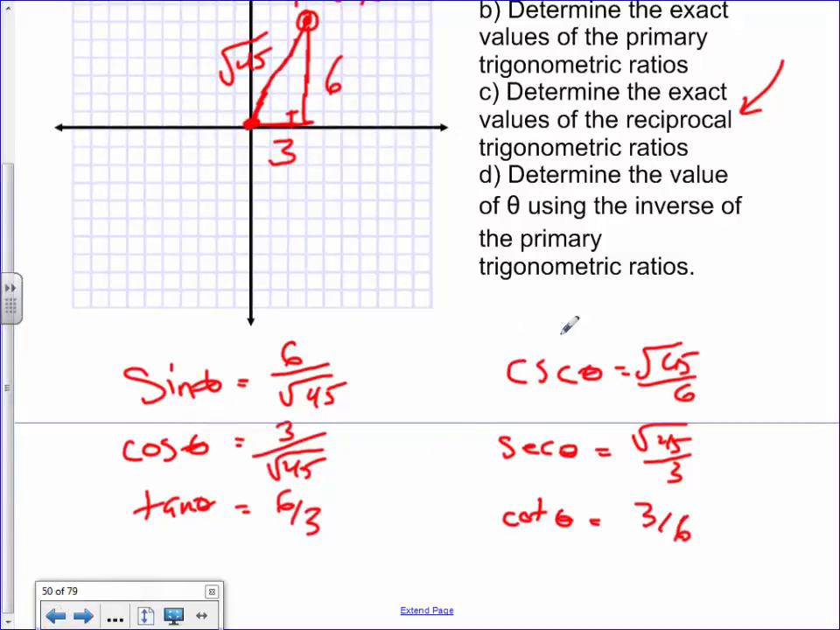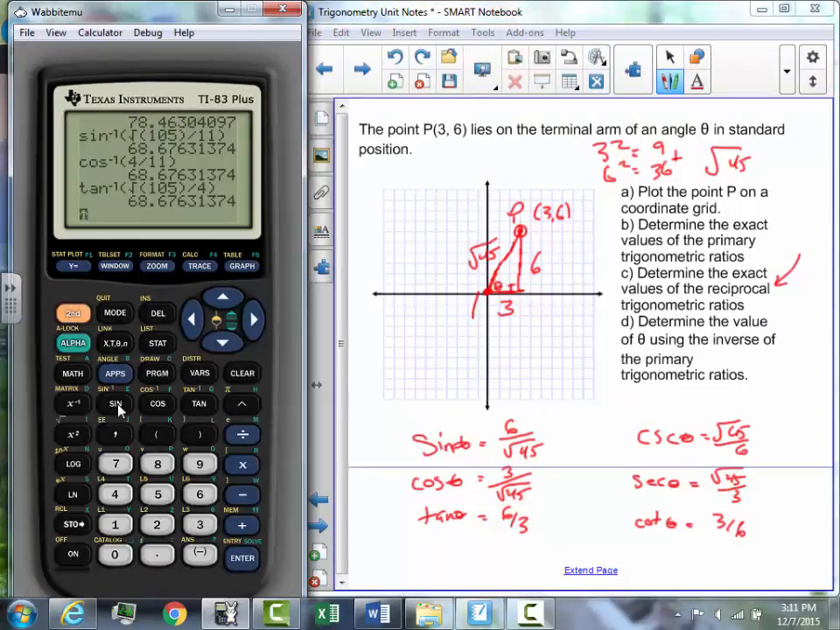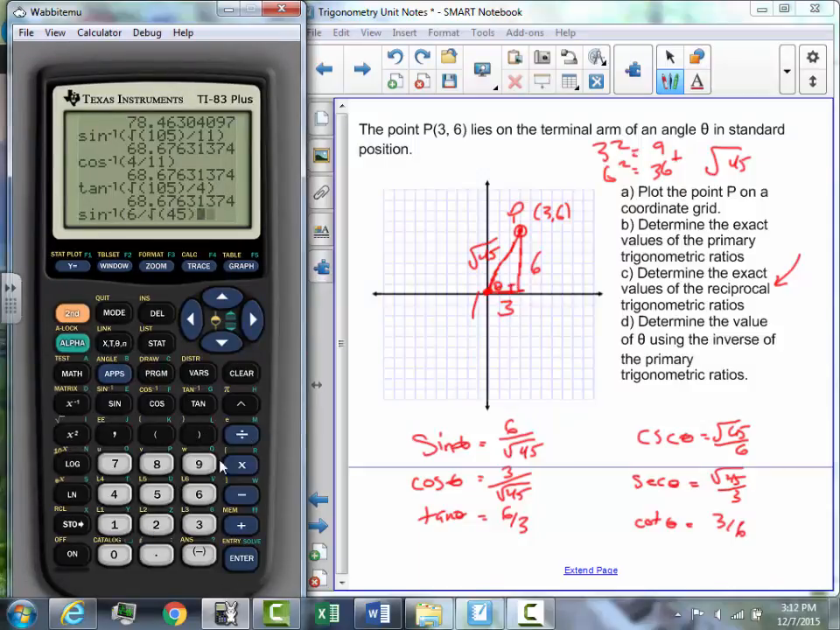Okay, these reciprocal ones, honestly, they have no use. The only reason I want to show you this is so that I have a little bit of a head start next year. They have no purpose, though. I cannot find one. These three right here are useful, though, because we can use any one of them to find the angle, which is part D. Find the angle theta, this little angle sitting right in there. How do I go about finding that? Well, you do the inverse sine of 6 over root 45. There, my angle is apparently 63 degrees.